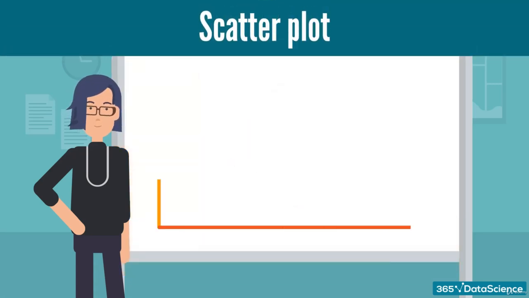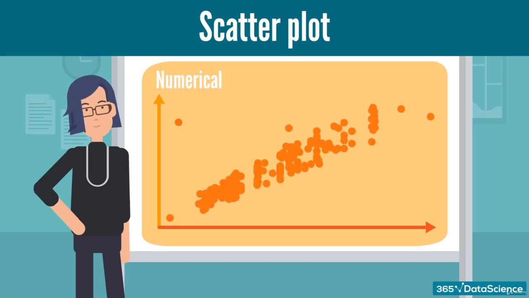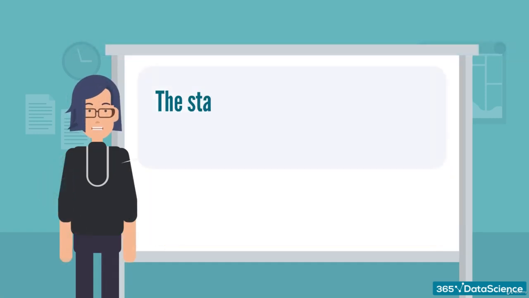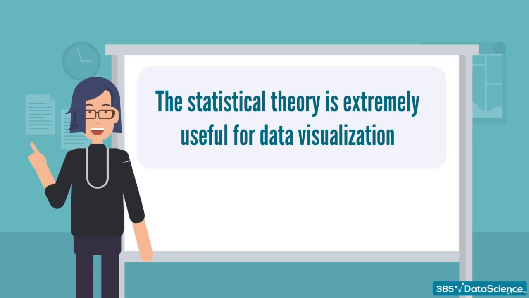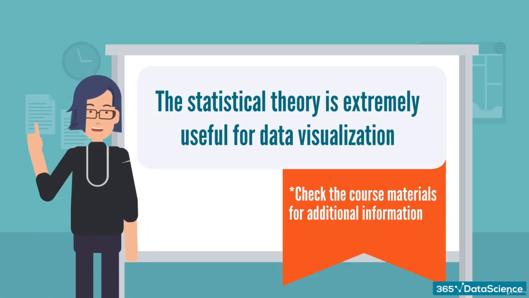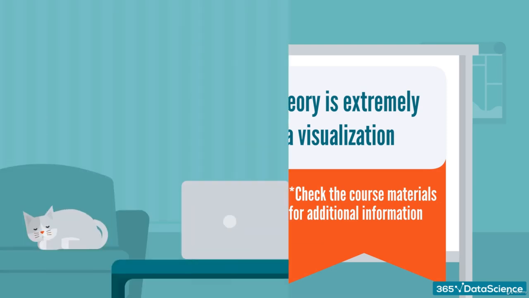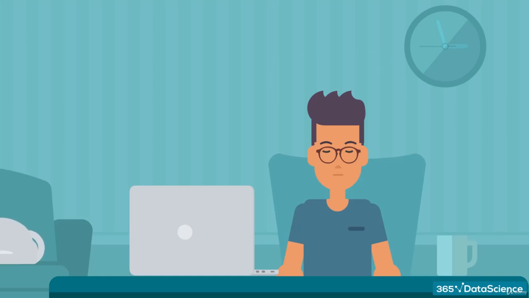What about a scatter plot? It seems like both axes show numerical values. Therefore, to have a scatter plot, you need two numerical variables that are plotted against each other. Overall, the statistical theory is extremely useful for data visualization. However, it is also quite lengthy, so we have prepared some readings after this lecture on the topic. What is important for you during this course is to develop your data viz intuition based on these theoretical frameworks.